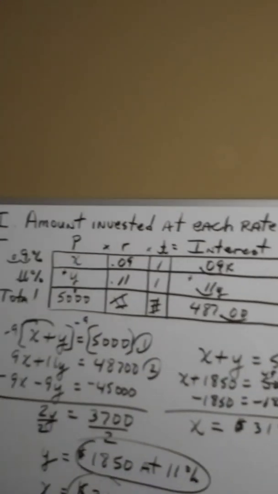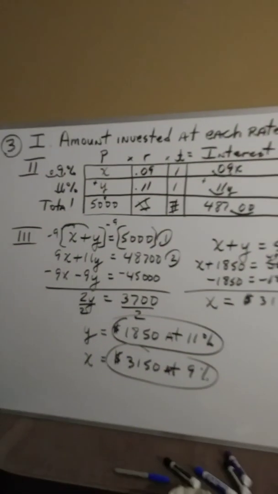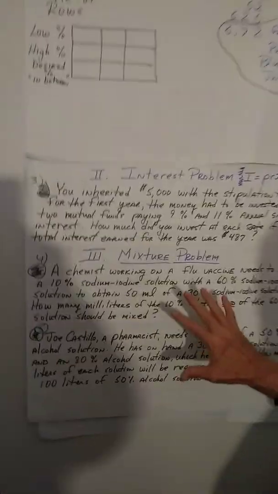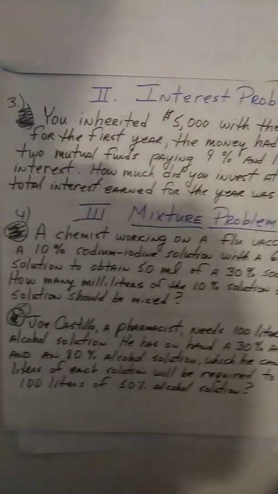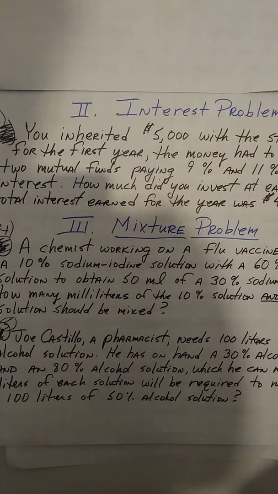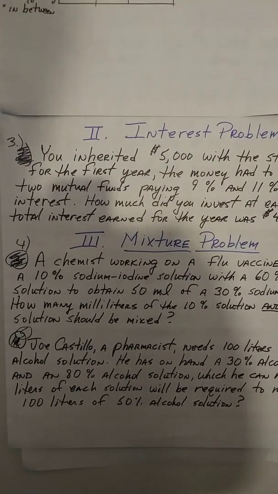Now that's the interest problem. I'm only doing one of them because we've really already done an interest problem before. So I'll turn away from that. And now I want to get the mixture problem out of the way. Now we're going to do two of them. The mixture problem is somewhat of a more unique kind of problem.